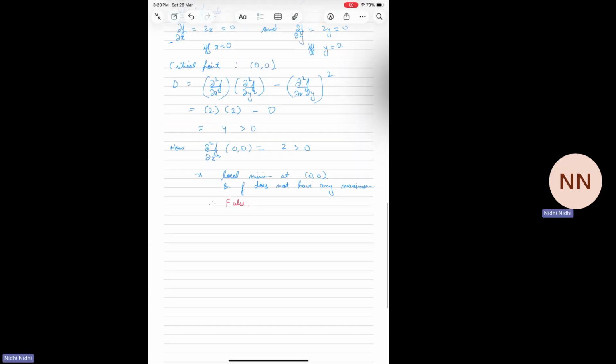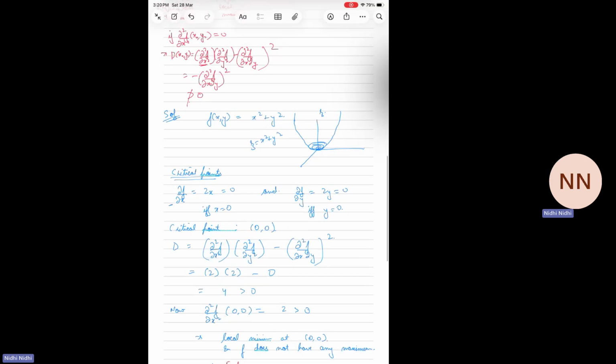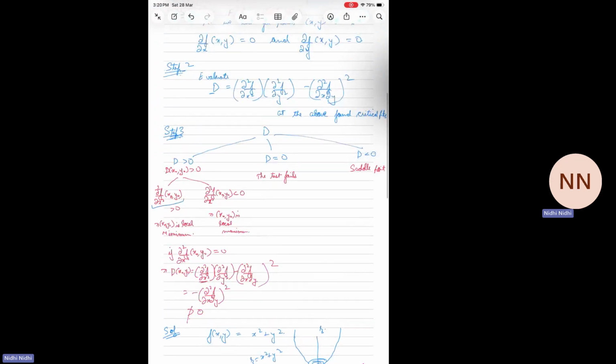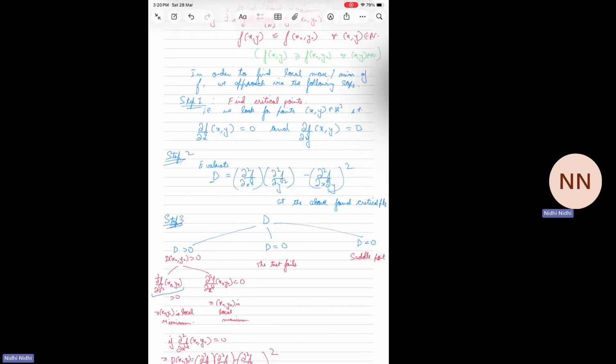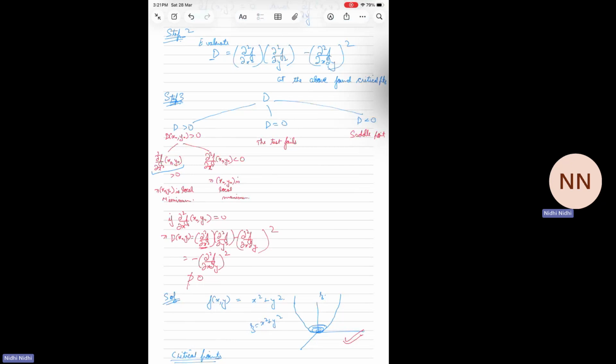I hope it is clear how we can conclude this solution using either the graph of the function, or in fact it's not necessary that you'll always be able to plot the graph of the function. So it's always better to use the second derivative test. And yeah, this is the second derivative test. Firstly, we start with looking for critical points, then evaluate this D at all these critical points, and on the basis of the sign of this D, we further conclude whether we get maximum, minimum, or saddle points.